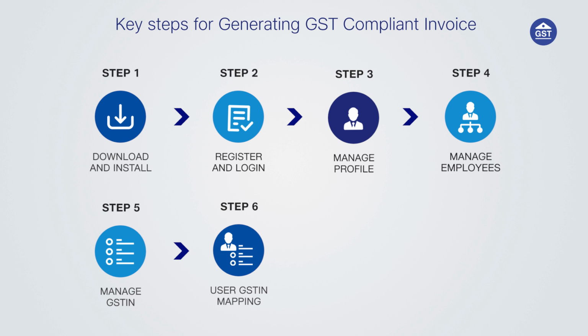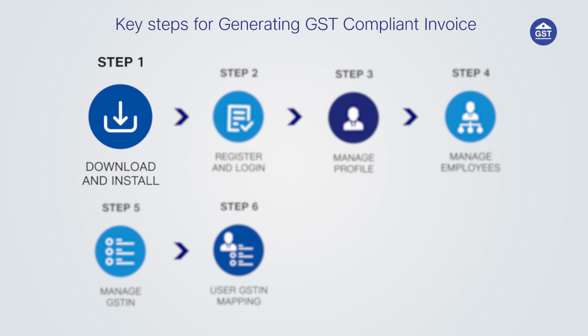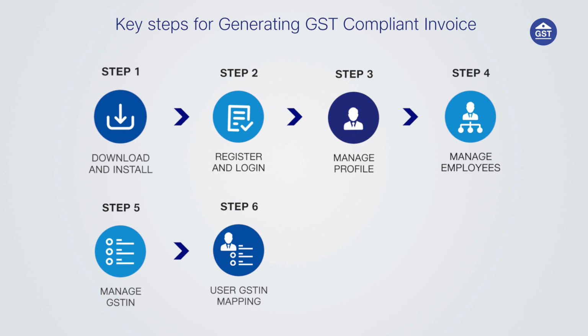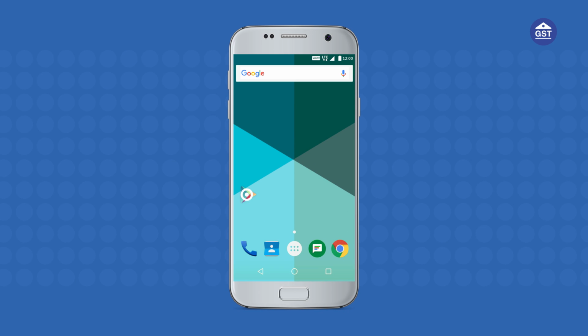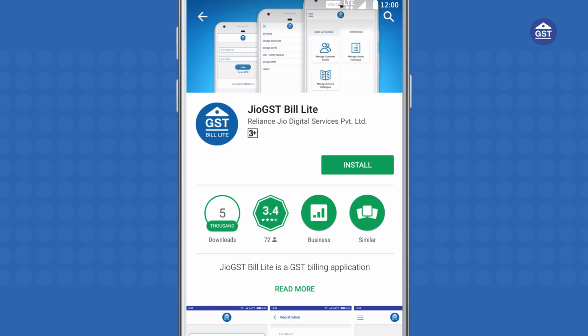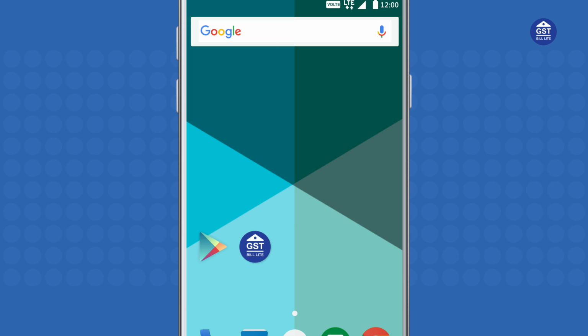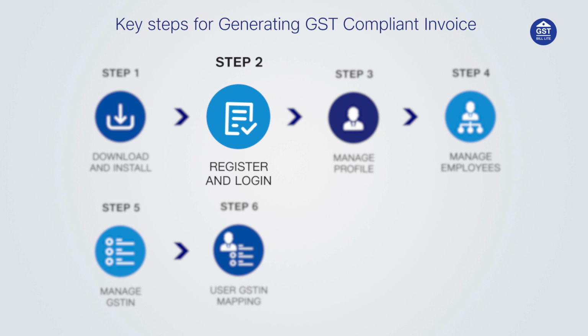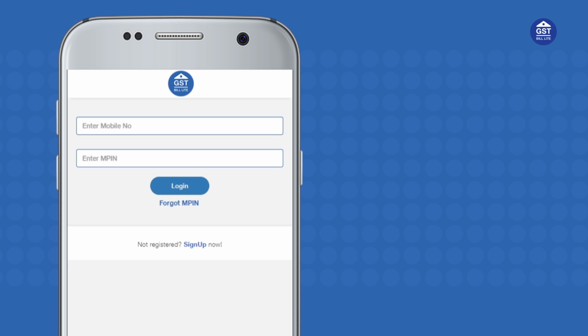Let's begin with the first step of configuring JioGST Bill Lite app. You can search the JioGST Bill Lite app in Google Play Store. Download and install the application on your mobile. Post downloading the application, let's register in the JioGST Bill Lite app and log in. To register, tap on Sign Up.